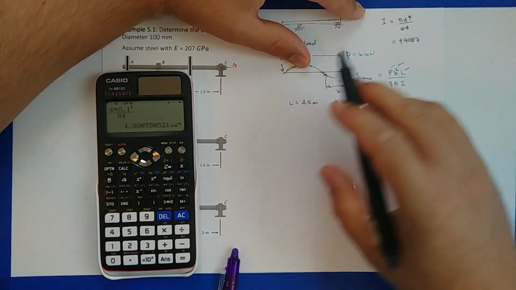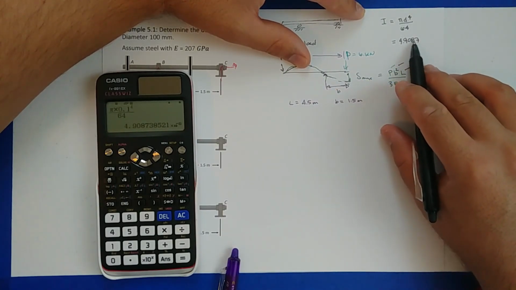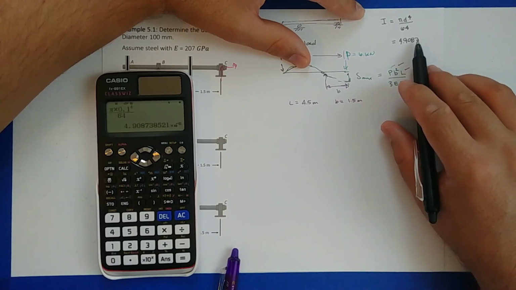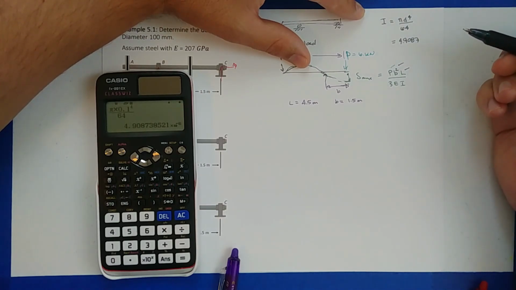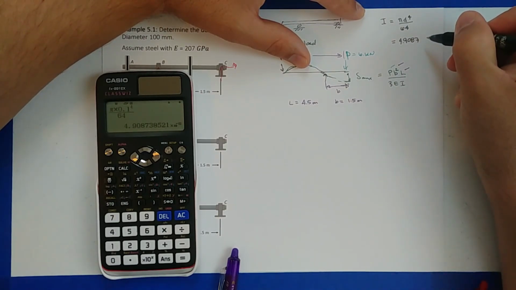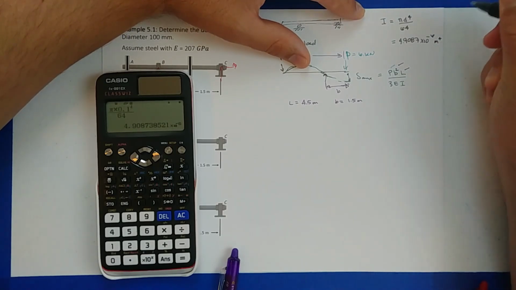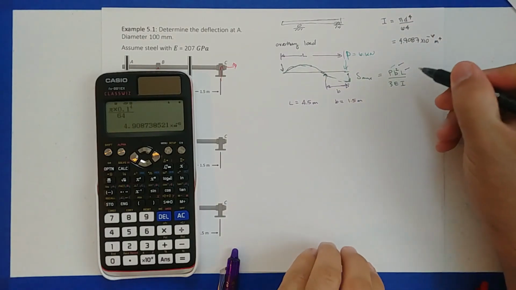And this gives an I of 4.9087. I want to carry about 4 digits after the decimal, just because these deflections usually are very small numbers, so I don't want to lose precision there. So 4.9087 times 10 to the minus 6. And since D is in meters, this is going to have units of meters to the fourth. Okay, so now we have I.